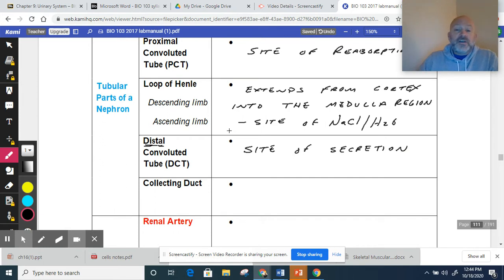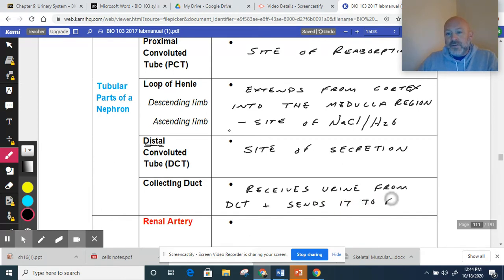The collecting duct receives urine from the DCT and sends it to the renal pelvis area. Pelvis.